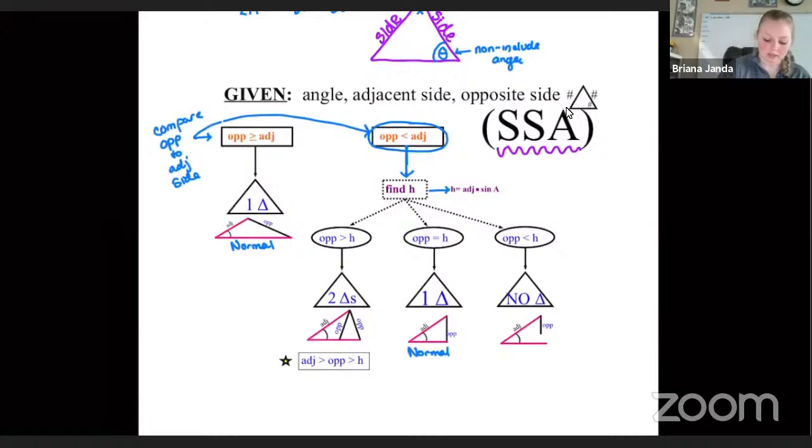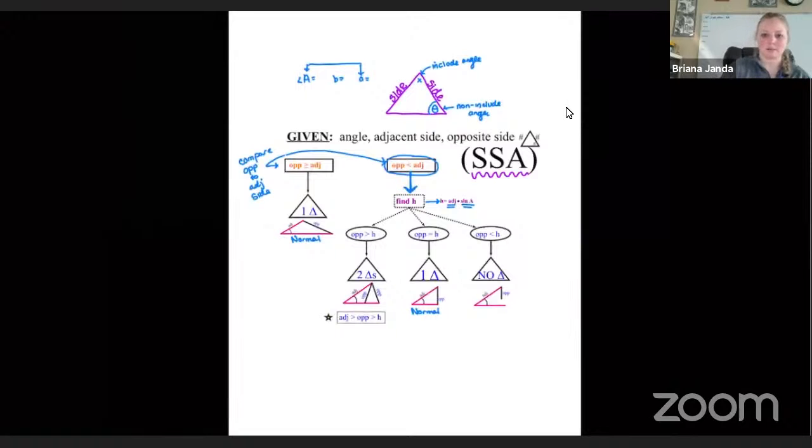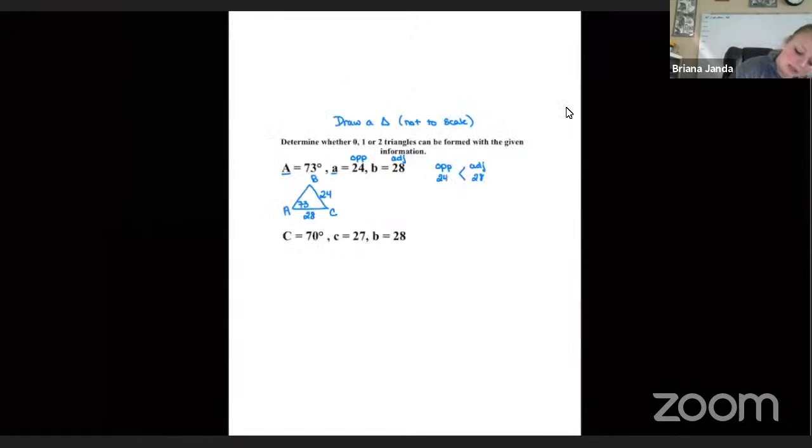It says, okay, the next thing you're going to do is identify then the height of your triangle by taking that adjacent side times the sine of your angle. So let's go back and do that. I'm sorry, I have to flip back and forth here, but now it says to find my height. So the height will equal the adjacent side, which is 28, times the sine of our angle, which is 73, and I grab my calculator and I type that into my calculator. Again, making sure that I am in degree mode.